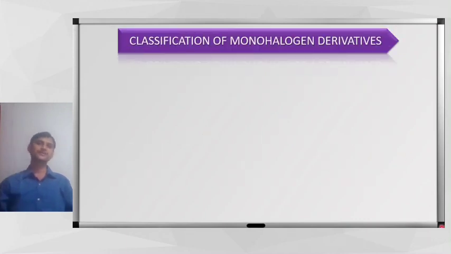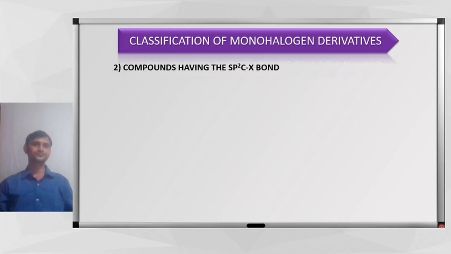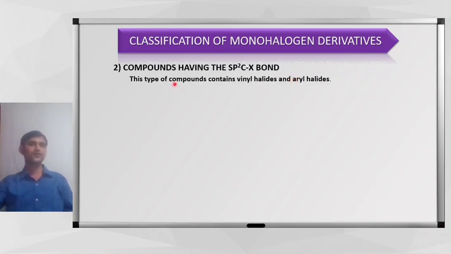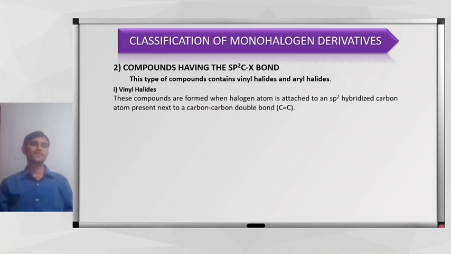Now next one, classification of monohalogen derivatives. Now see the next type, that is compounds having an sp2 carbon with a halogen bond. These are classified into 2 types, that is vinylic or vinyl halides and aryl halides. Vinyl halides are compounds formed when the halogen atom is attached to an sp2 hybridized carbon atom. If a halogen atom is attached to an sp2 hybridized carbon atom, it is a vinylic halide.